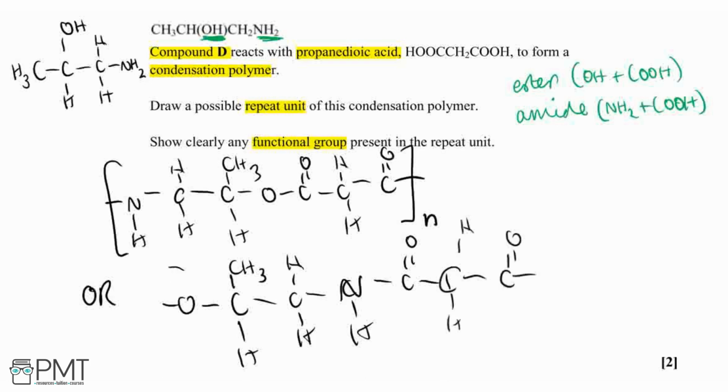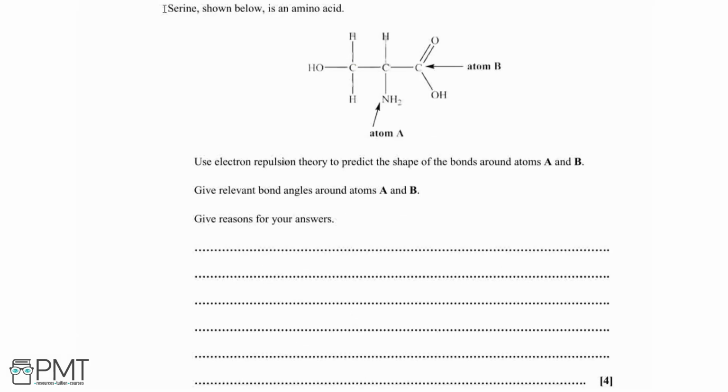And here we've got, this time, an open ester link, and this is the other option you could have for your repeat unit. And for this question, there is one mark available for drawing both the ester and the amide bond. So you need to have both of those in there in order to get that first mark. And then the second mark is for drawing the rest of the structure correctly.